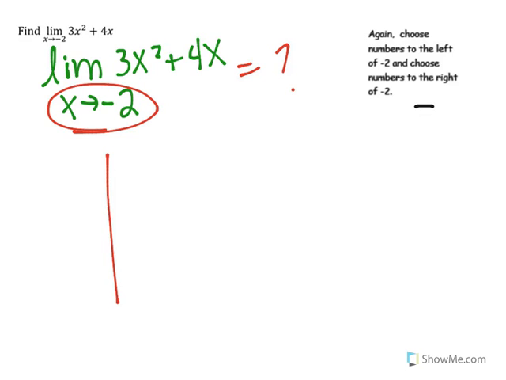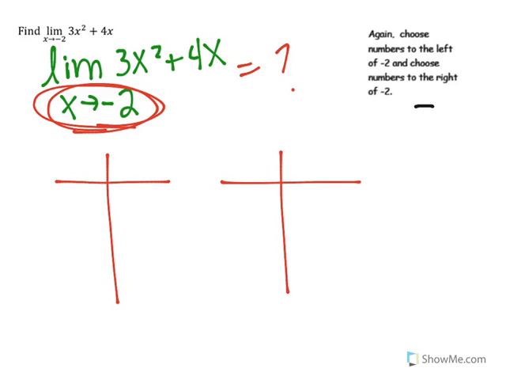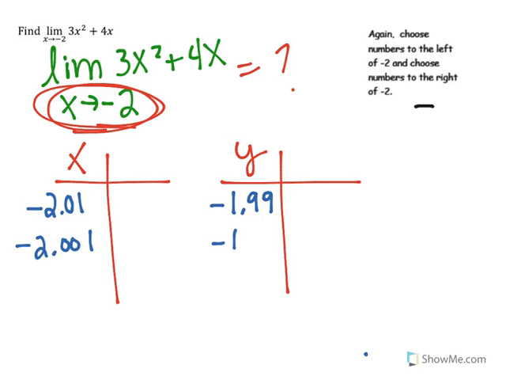So what I'm going to do is I'm going to make two tables. But remember, you are getting closer and closer to the x value of negative 2. So I'm going to pick values really close from the left of negative 2 and from the right. So what's really close to negative 2? From the left, negative 2.01, negative 2.001. Please do not just pick one value. You have to do at least two, to the left and to the right. From the right, what values are really close? Negative 1.99, negative 1.999. Okay?